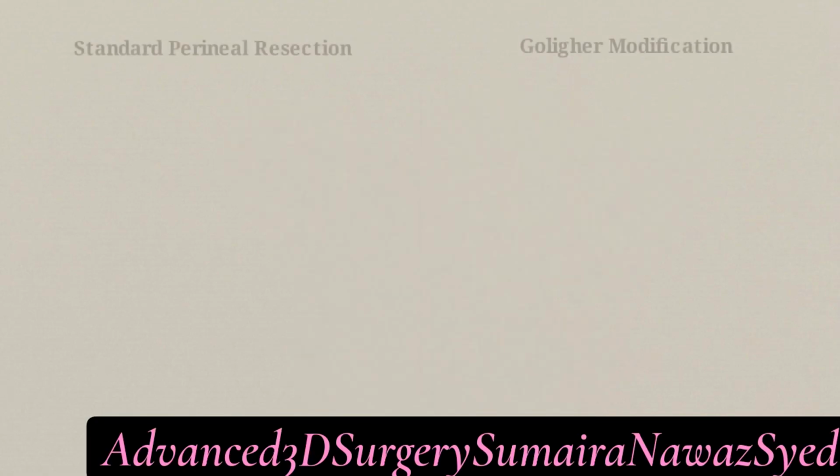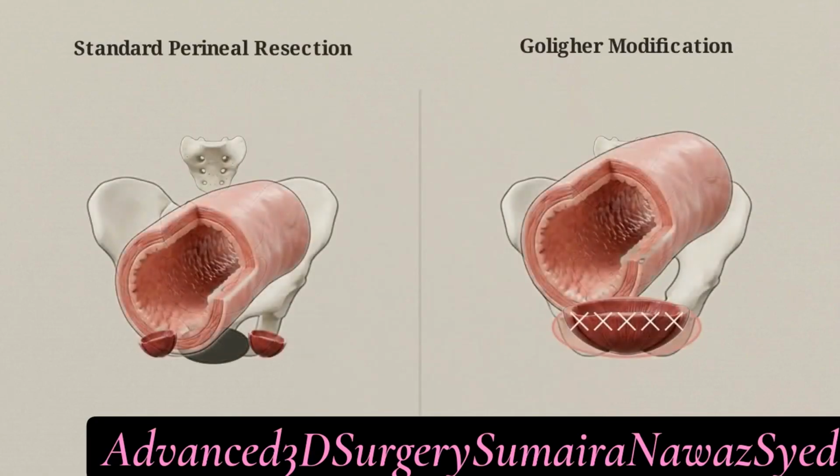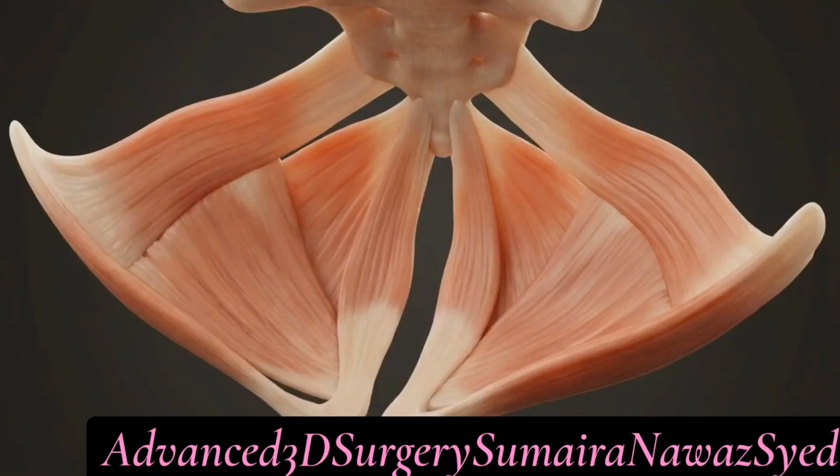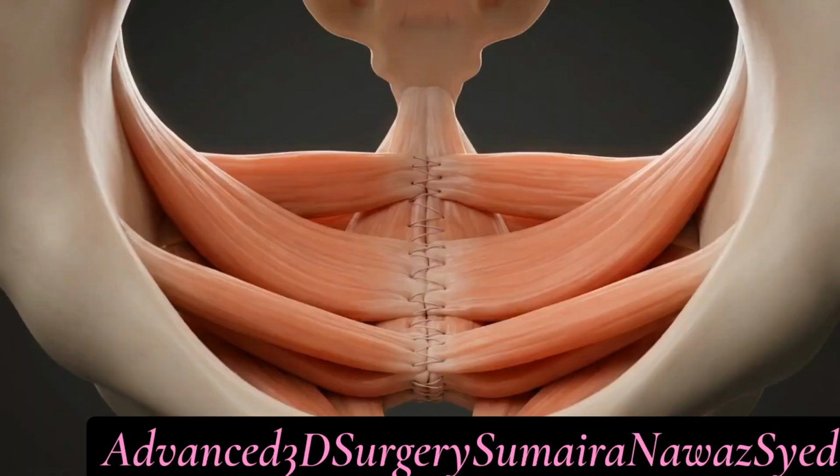This vector diagram compares the mechanical stress forces at play. A standard perineal resection leaves the pelvic gap vulnerable to abdominal pressure, while the Goligher modification redirects those forces against a reinforced muscular floor. The Goligher modification treats the rectal redundancy as a consequence of pelvic floor weakness. By rebuilding the structural integrity of the levator ani, the surgeon provides the physical support necessary to prevent recurrence.